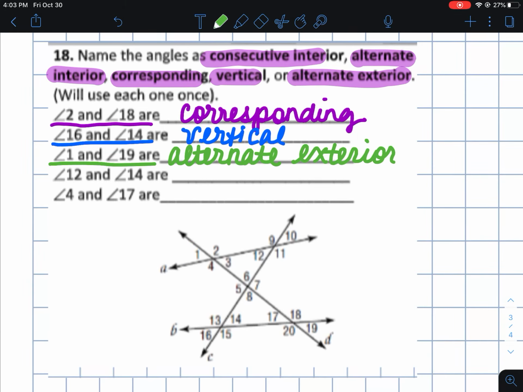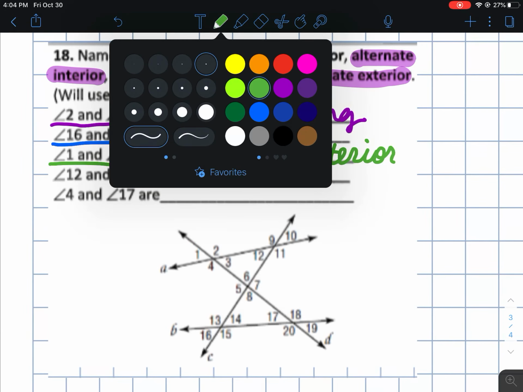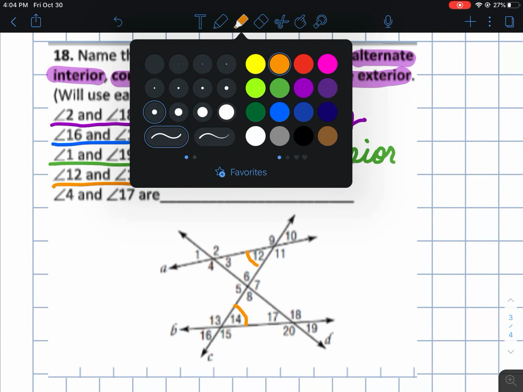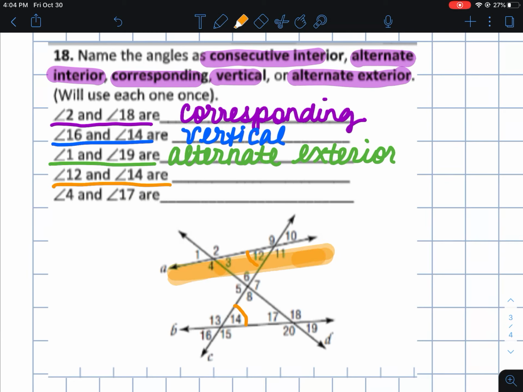Okay, let's look at 12 and 14. So we got angle 12. Where are you? I lost you. There you are. And angle 14, which is down there. You already know what's up. Let me go ahead and shade the interior. Both of them are on the interior, so that leaves alternate interior or consecutive interior.